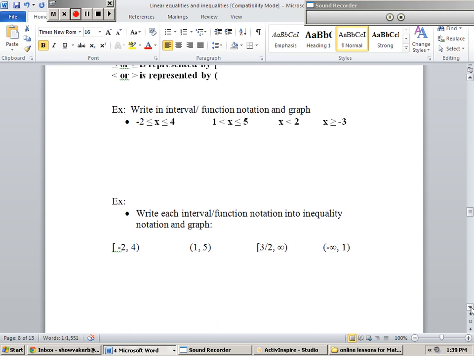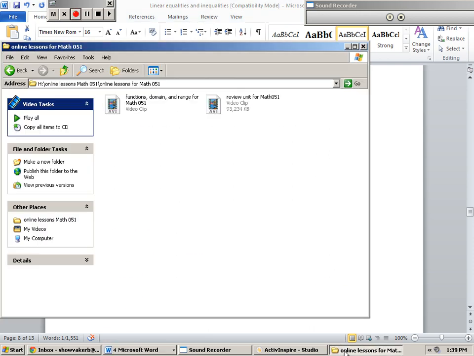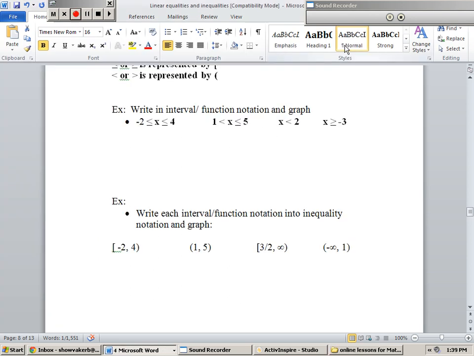Okay, so this first inequality has a closed interval on both ends. So I'll use bracket, -2 to 4, bracket. So when someone looks at it, they know I'm going from -2 to 4, and they're both included. And the next one has an open notation on one side, so I'm going from 1 to 5, 1 not being included, 5 being included.